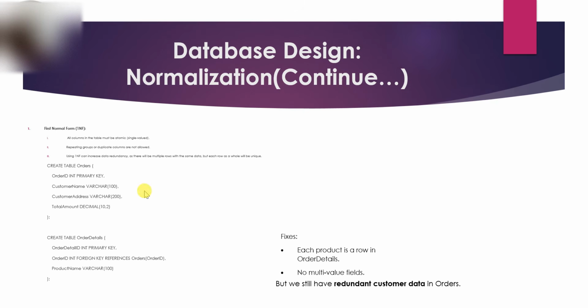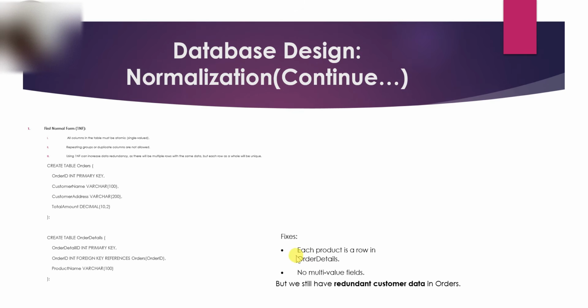Now let's split that orders_raw table into two tables: orders and order details. In the orders table we have the order ID, customer name, customer address, and the total amount. In the order details table we have order details ID, order ID, and the product ID. Here order ID is the primary key in the orders table, and in order details, order ID is a foreign key, meaning it's related to the orders table.